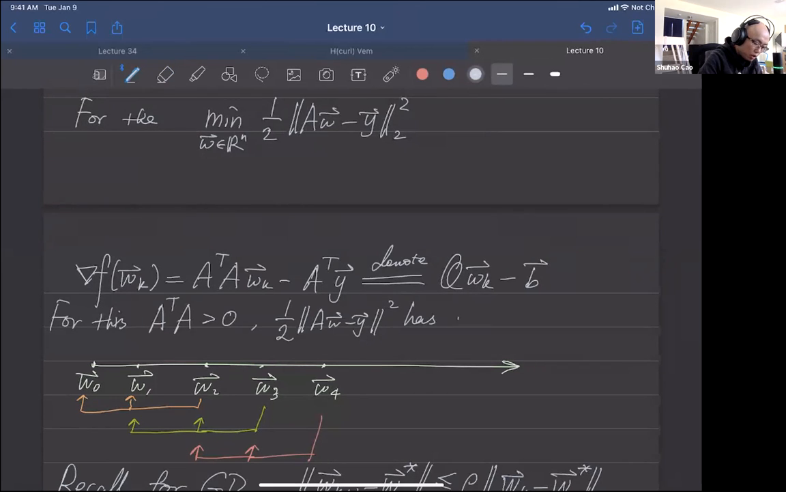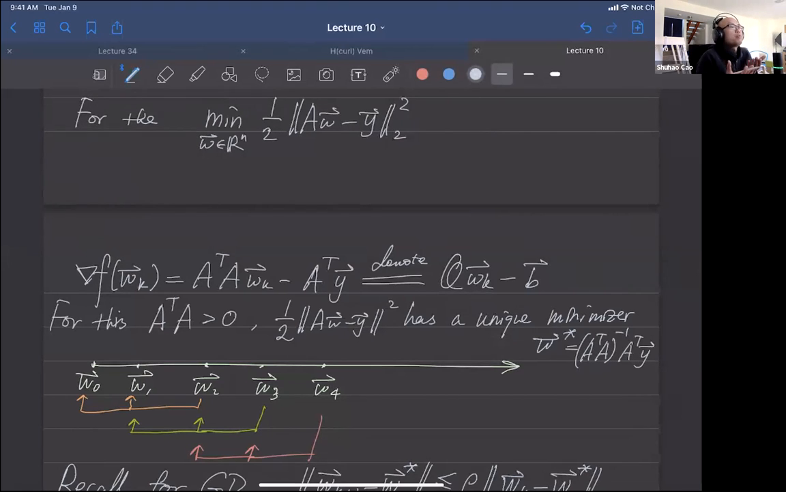So it has a unique minimizer W star, such that W star equals (A transpose A) inverse A transpose Y. Okay. I mean, if we've taken linear models in statistics 101, this must be a very familiar equation to us. This is nothing but the solution to the normal equation. What I want to say is this equation looks pretty easy to solve, but in fact, it's not.